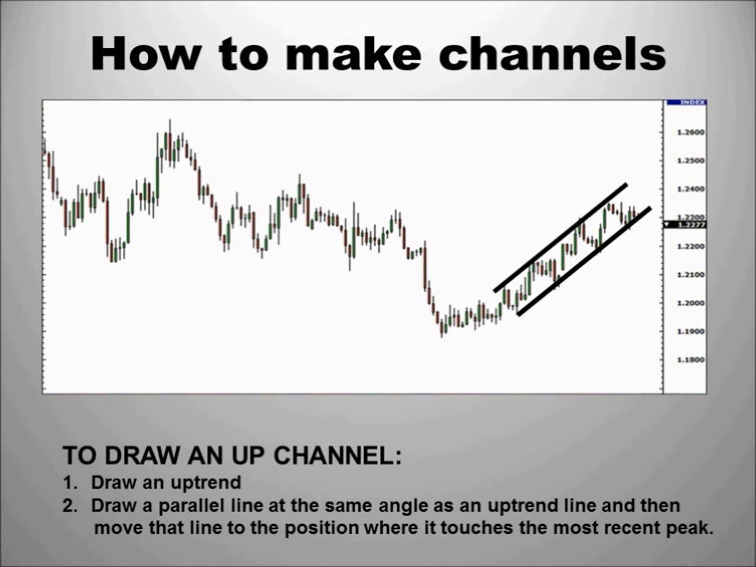Now, if we look here we have our uptrend. Right here, we're looking for the most recent peak, which is right around here, and this is where we place our line. Now, if you notice, in this trend right here, these candlesticks stay within this channel. The line of support was hit once, twice, 3 times, 4 times. And the line of resistance was hit once, twice.